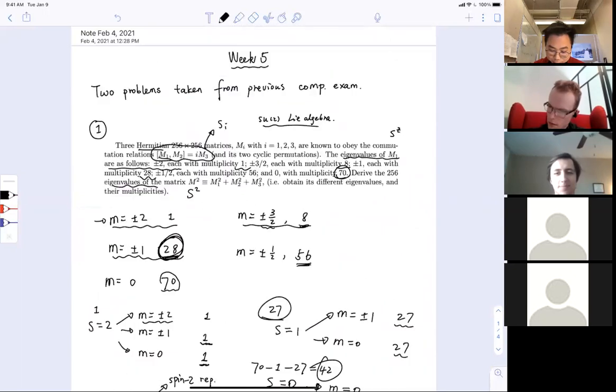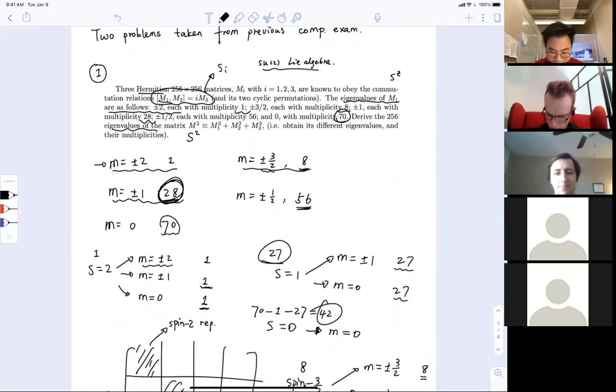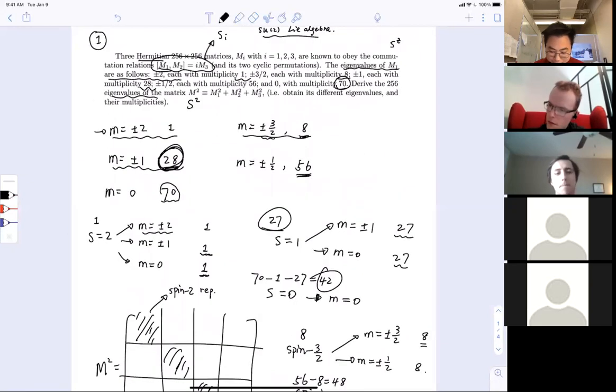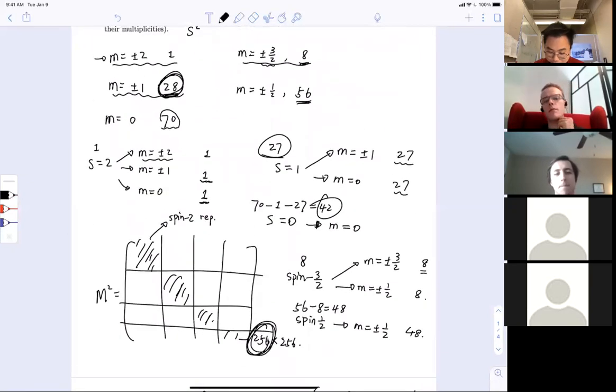I would say it's a quite fun problem. Once you understand what's going on here, there's really not much calculation you need to do. You just need to do the counting.